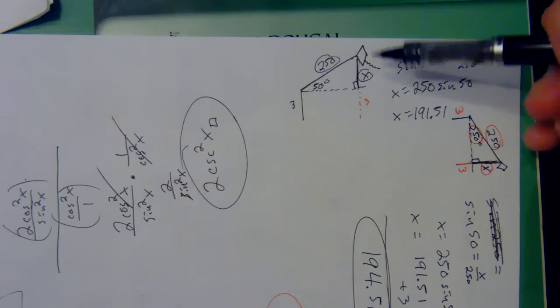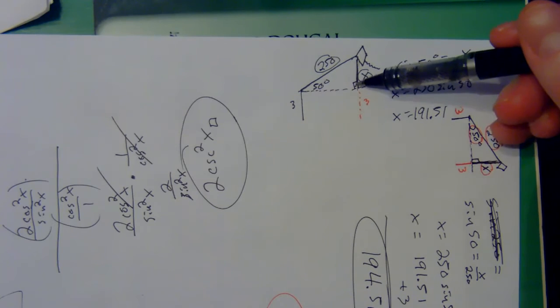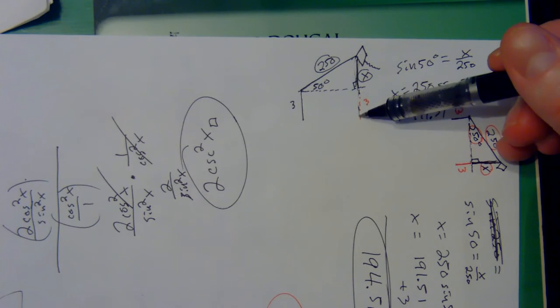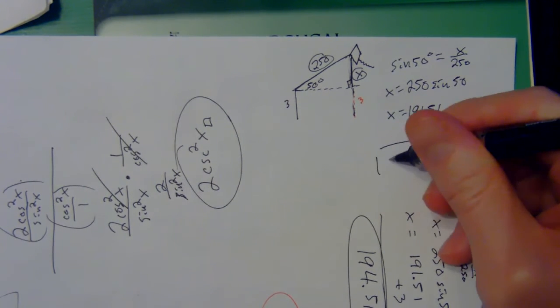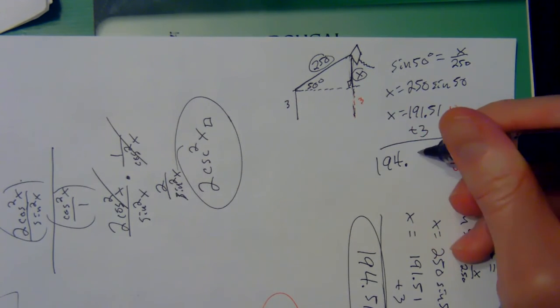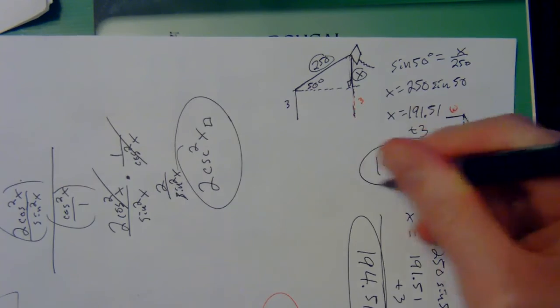All right. And so again, that's what the X is. So that's basically the height from the top of her head to the kite, but then you've got to add in ground level. She's 3 feet tall, right? So you've got to add in the 3, and that's going to be 194.51 feet above ground level.